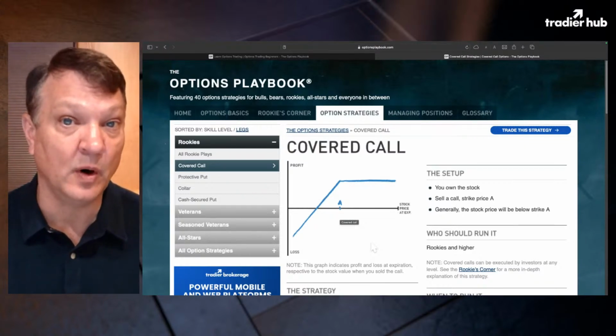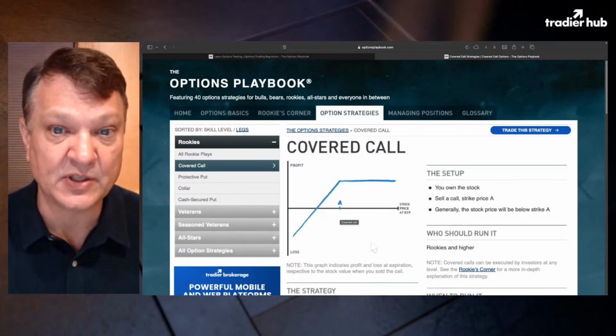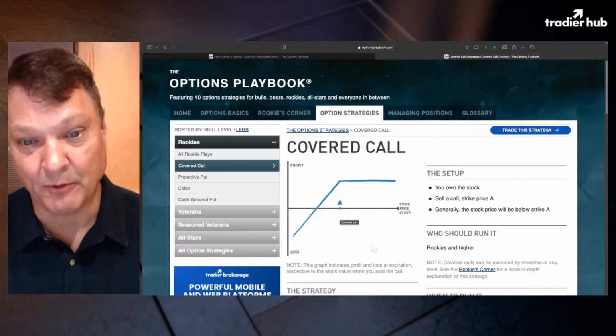So if you'd like to learn more or get your feet wet trading options, check out the options playbook and think about a covered call strategy as opposed to just buying an option outright. That's where I think a lot of beginning option traders should start.